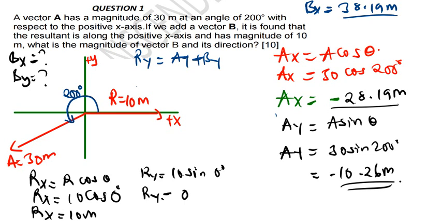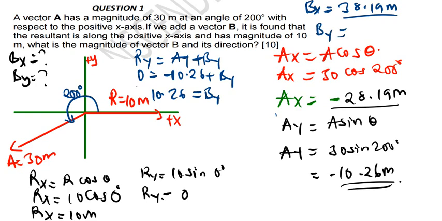Okay? So what is ry? Do we have ry? Yes, we have. It's 0. What is ay? Do we have ay? Yes, it's negative 10.26. Do we have by? No, it's the one we're trying to find. Shift negative 10.26 to the other side. You have 10.26 is equal to by. Meaning that your by now is 10.26. Like that.